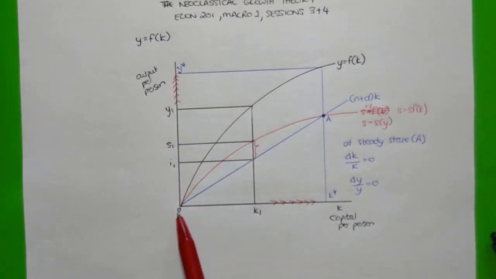So between 0 and K star, output per person is growing. It's getting bigger and bigger and bigger. And capital stock per person is growing. It's getting bigger and bigger and bigger. Note though that the increase in output per person is not a constant increase in output per person. Why?